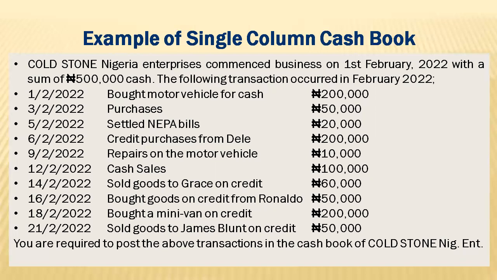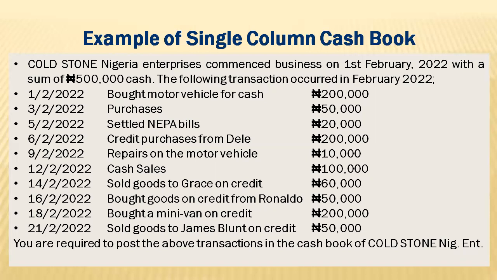On the 16th of February 2022, bought goods on credit from Ronaldo. We are seeing another credit transaction. So that should be recorded in our day book because it has to do with a credit transaction. On the 18th of February 2022, bought minivan on credit. This also would not appear in our cash book. I've told you, cash book only records cash transactions.